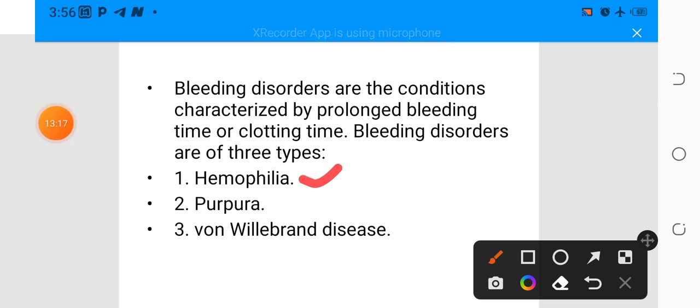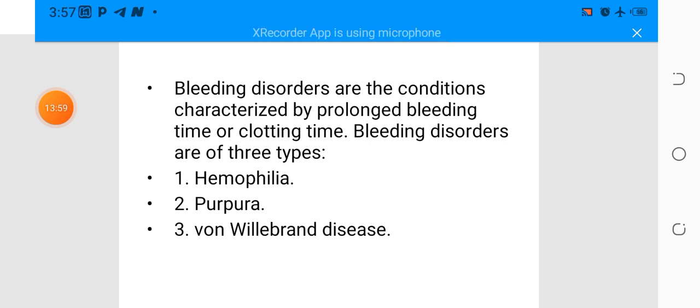Purpura is a disorder characterized by prolonged bleeding time. However, the clotting time is normal. And then von Willebrand disease is a bleeding disorder characterized by excess bleeding, even with a mild injury. This is due to deficiency of von Willebrand factor, which is a protein secreted by the endothelium of damaged blood vessels and the platelets. We know that this protein helps in the adherence of platelets to the endothelium and therefore formation of platelet plugs. So these are the diseases.